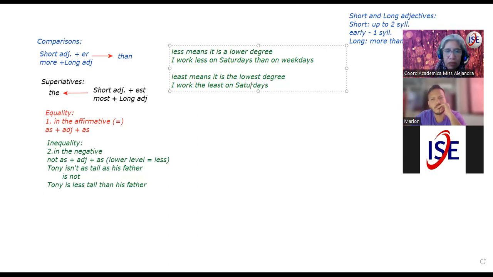I forgot the U, Saturdays. Okay? But on Saturdays, I work the least. I work only 10, 11, 12, 13, 1, 2, 5 hours only, not 10 or 8. Okay. So this is something new. Let me put it in a little box.